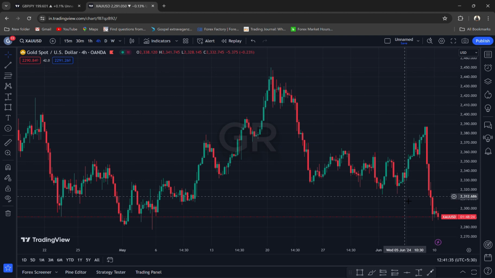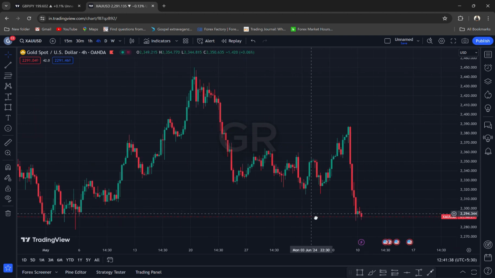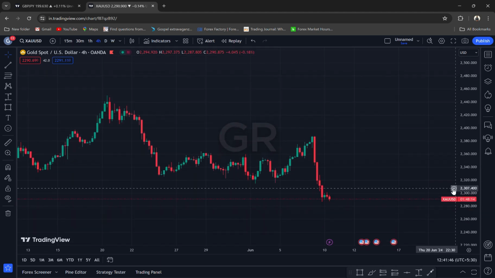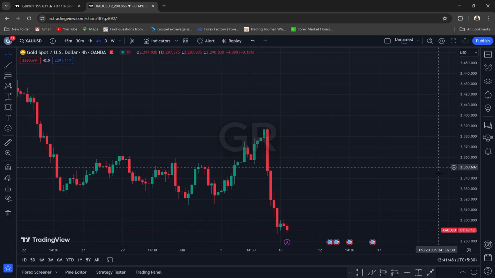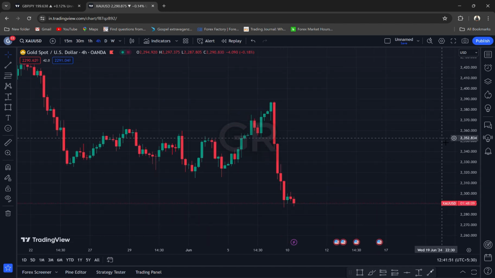Hello, folks. This is Girish Rane, and today I'm going to show you how you can mark support and resistance for advanced price action. This is a very simple process. If you know how to mark support and resistance, then your trading journey is almost 50% done.